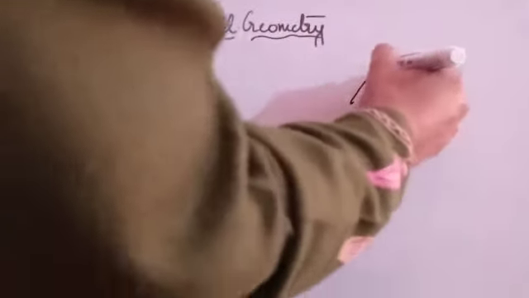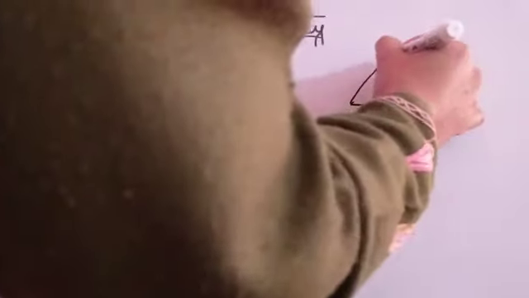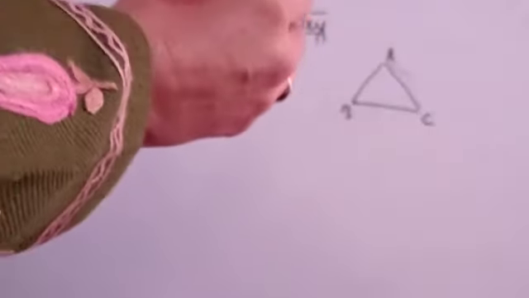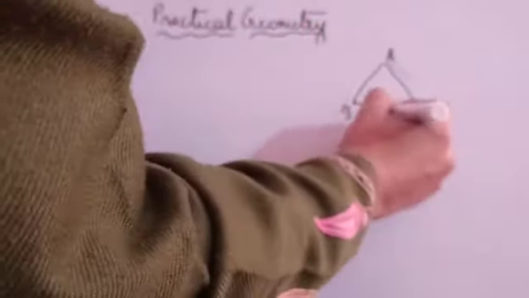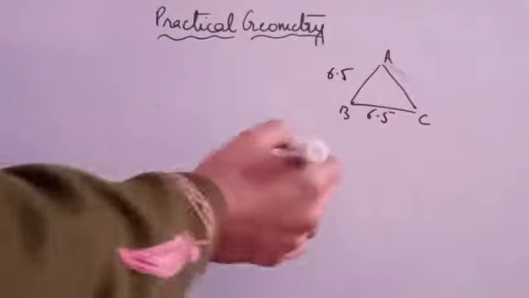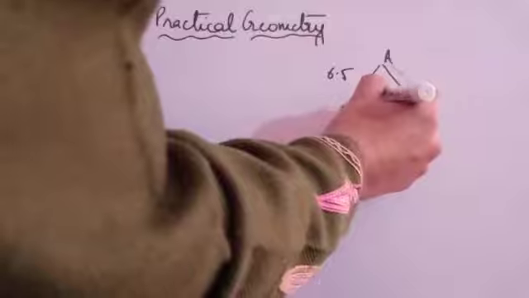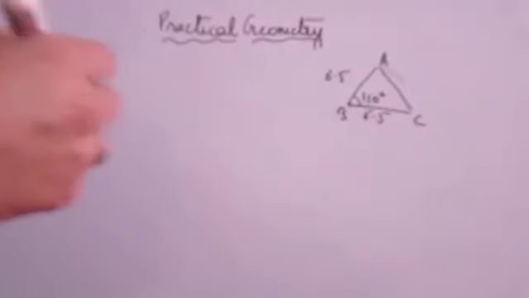Now the third type, when two sides and one angle is given. Right. Now see, construct an isosceles triangle in which the length of each of the sides is 6.5 and the angle between them is 110. That means, suppose ABC is an isosceles triangle and each of the two sides is 6.5. So let us take this 6.5 and this 6.5 and the angle included between them is 110.